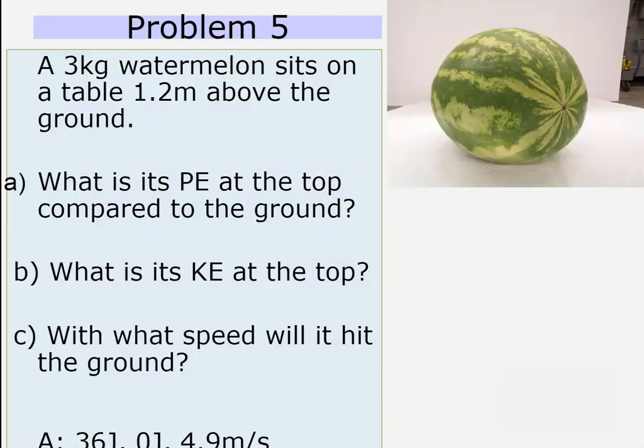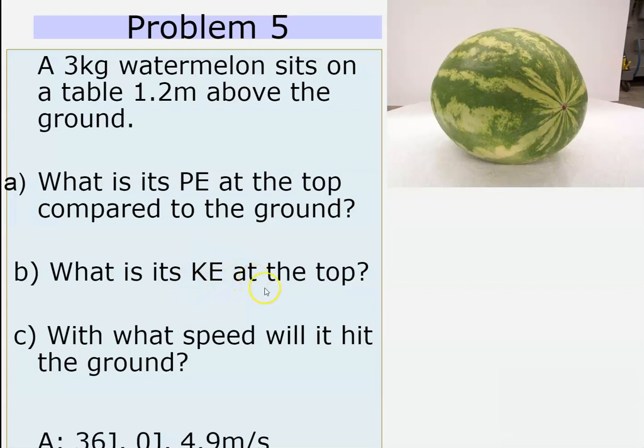A typical conservation of energy example would be one like is shown on screen. A 3 kilogram watermelon sits on a table 1.2 meters above the ground. What is its potential energy at the top compared to the ground? What is its kinetic energy at the top? Remembering that for potential energy, we have a pretty tidy little equation for that. The potential energy is equal to mg delta h, and kinetic energy is a half mv squared. Now, if it's not moving at the top, of course, the kinetic energy would be zero.